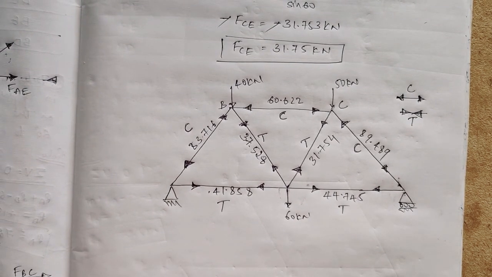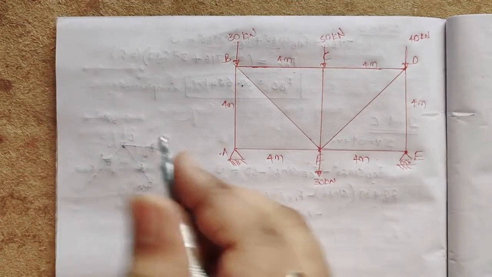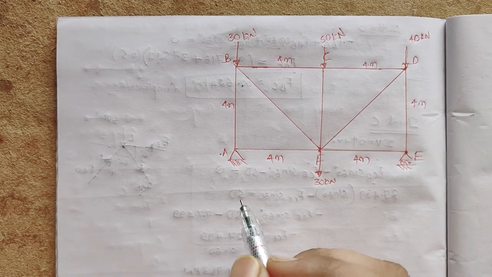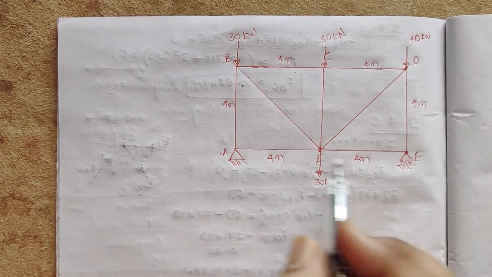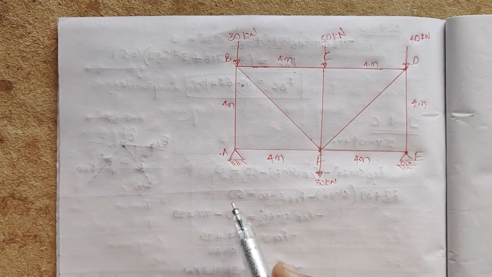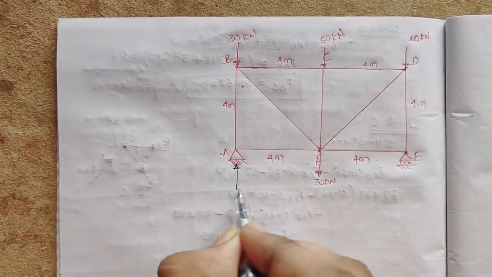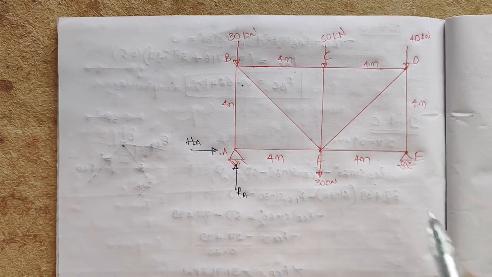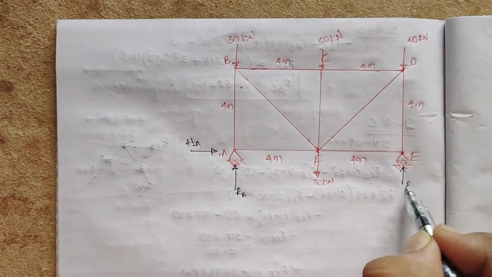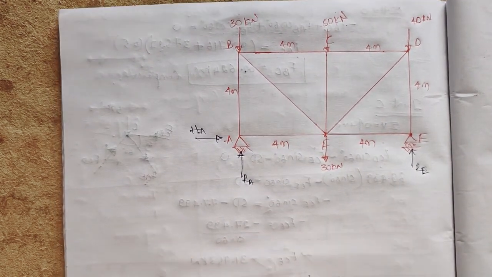I'll take another example now. Determine the forces in the members of the truss shown in the figure, is the question. So we have to determine the force in each member. Here a hinge is given, so there will be an RA force, an HA force here, and an RE force here. I'll solve this as fast as I can.